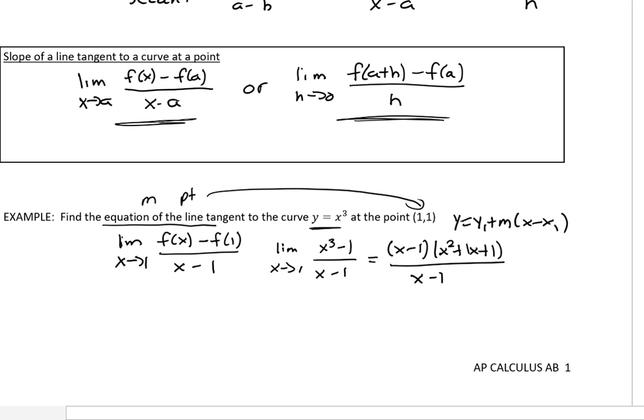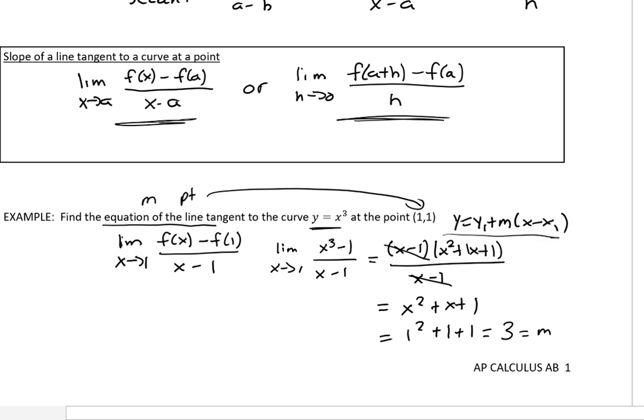Okay. Now we see we have an x minus 1 here and here. They cancel. And so now we can plug into what we have left. We can now plug in 1, which would be 1 squared is 1, plus 1, plus 1 is 3. So that's the slope. And now we just plug it into here and get our equation.